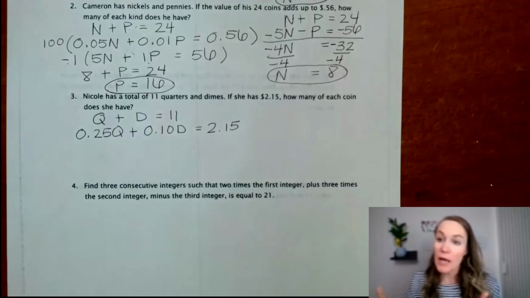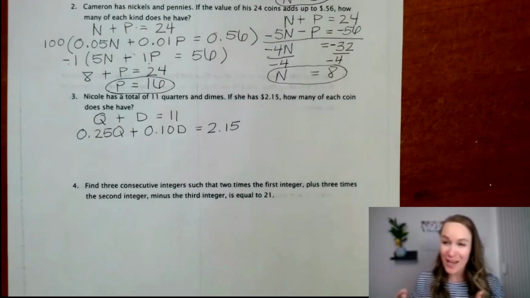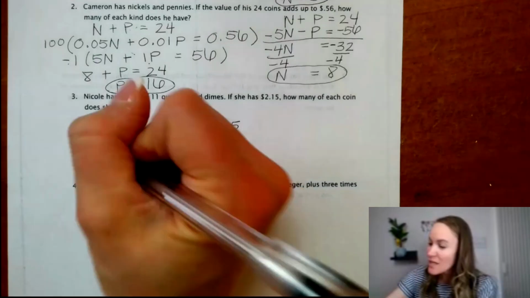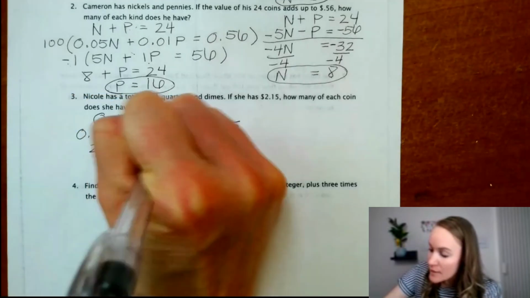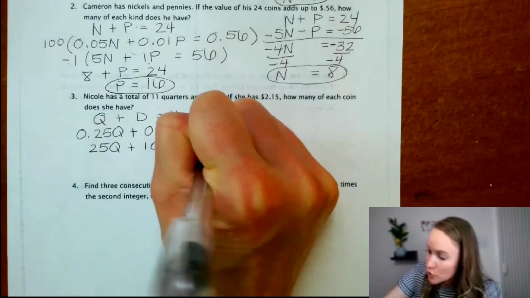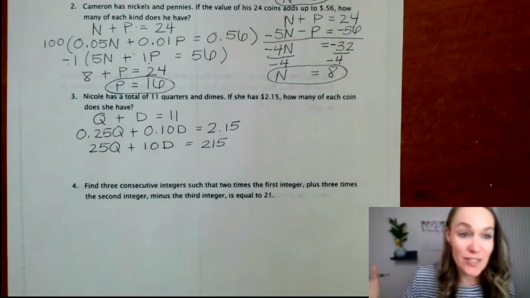Now I want to multiply by 100, and I'm actually not going to draw 100 out here. I'm just going to do this in my mind. We've done it a couple times, so you should be able to pick up and see the pattern. Remember, math is really all about seeing patterns. So we have 25Q plus 10D equals 215. Okay, that looks great. We've got our two equations.